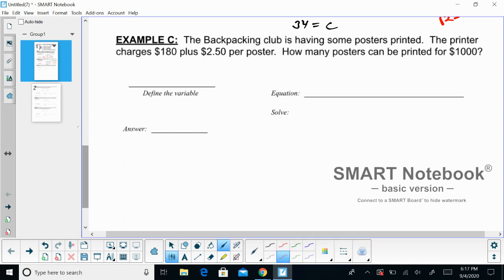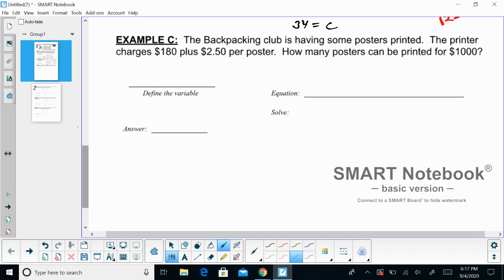We're going to keep going right down the list. So this is example C. Example C says, the Backpacking Club is having some posters printed. The printer charges $180 plus $250 per poster. How many posters can be printed for $1,000?